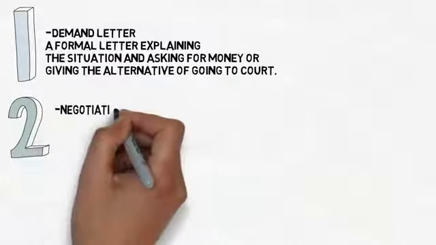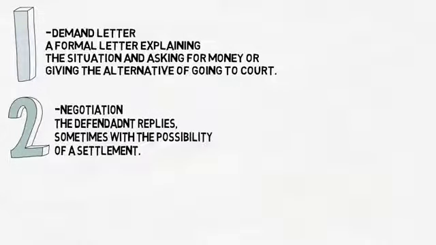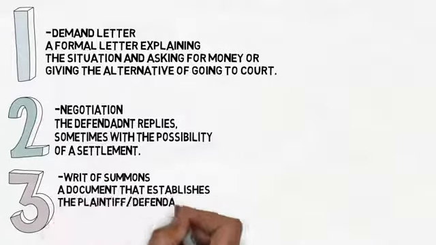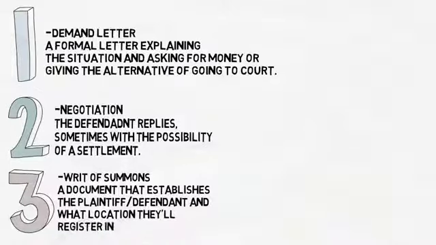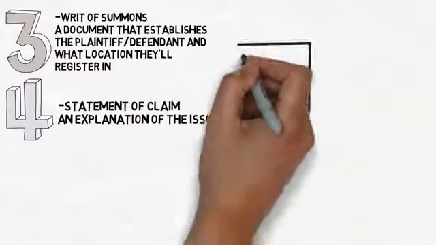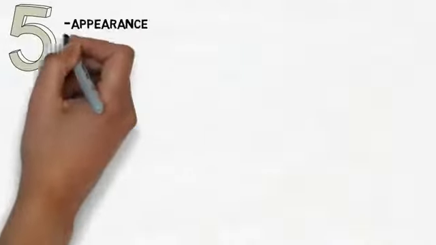Secondly, you have negotiation. This is when the defendant replies, sometimes with the possibility of a settlement. Third, writ of summons, a document that establishes the plaintiff and defendant and what location they'll register in. Fourth, statement of claim, an explanation of the issue. Both of these are served to the defendant. If either of these are ignored, the plaintiff could take default judgment and win.